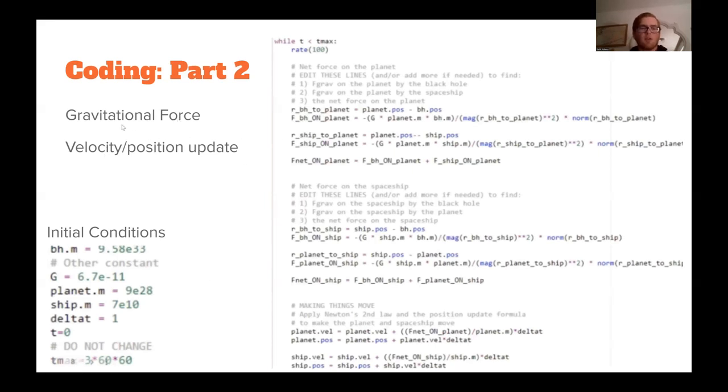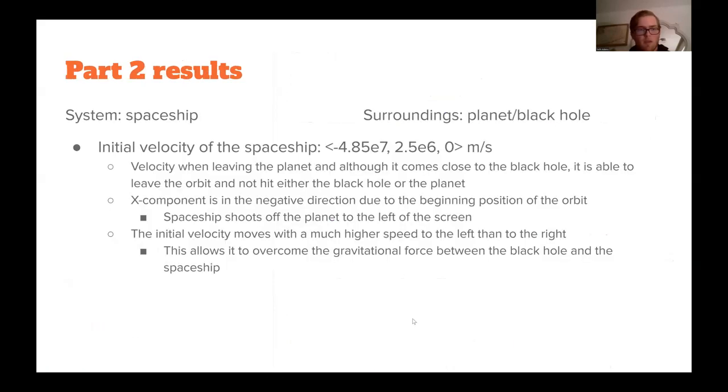The coding for part 2 of the experiment focused on the gravitational force and the velocity and position update formulas. Here are the initial conditions of this experiment down here in the corner. And in the code, you can see right here is the mass of the black hole and the planet, the force of that, and right here, the velocity and position update formulas are being used.